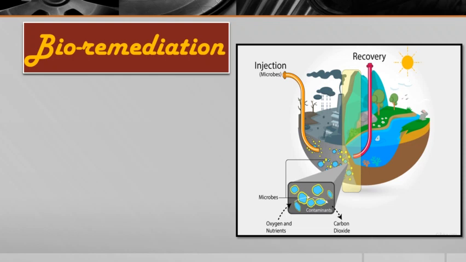So here you can observe the injection from the orange colored pipe. That means microbes are inserted into the soil and water to remove the contaminants and any type of pollutant or toxins that is there. So microbes can remove them from the soil and water or any material. Okay, so this is how the recovery is shown. So microbes convert the oxygen and nutrients and the contaminants into carbon dioxide.